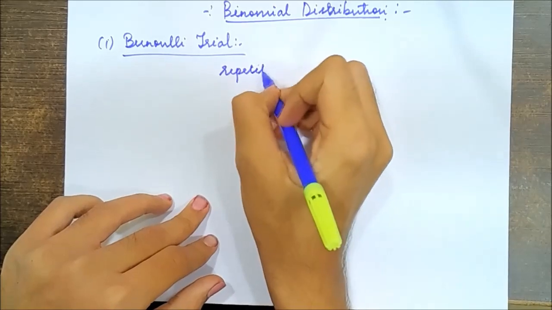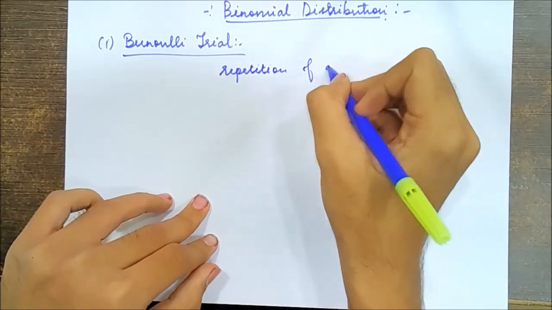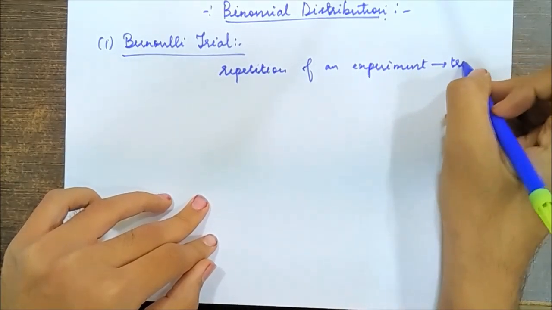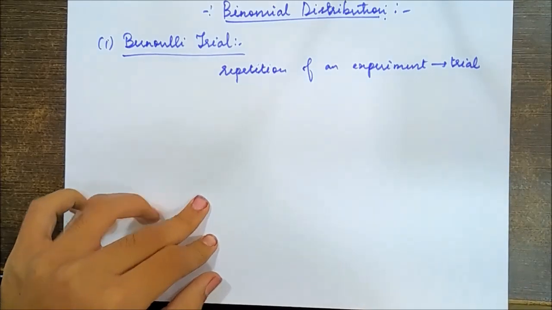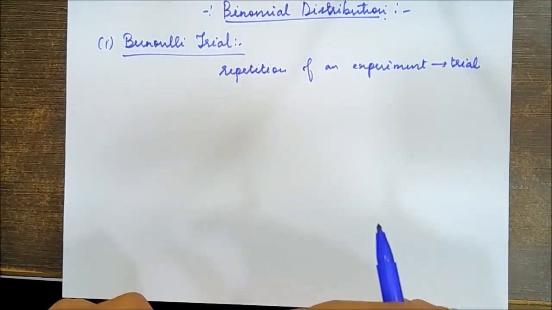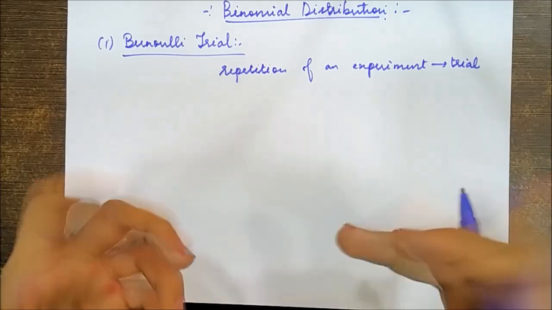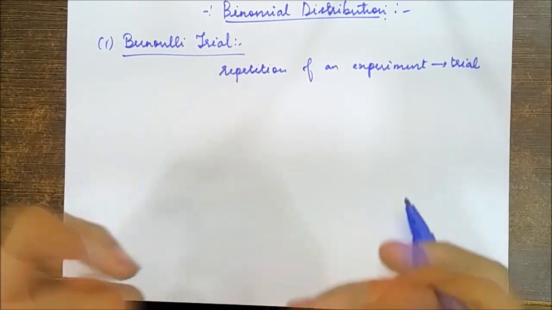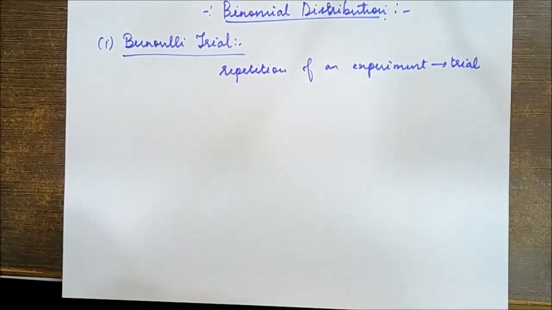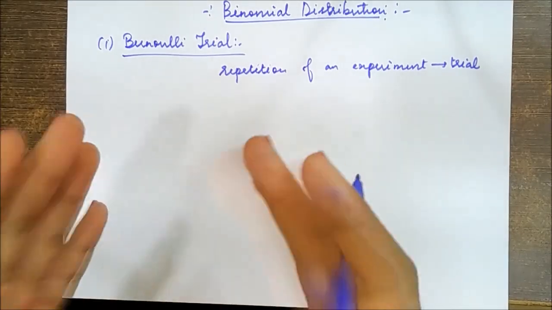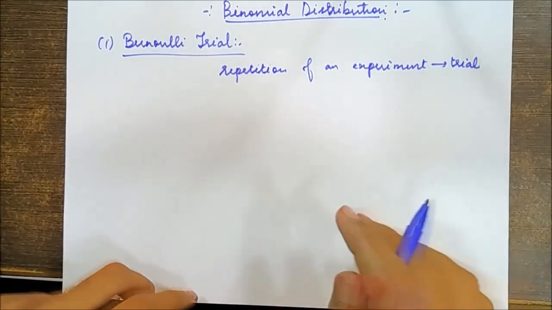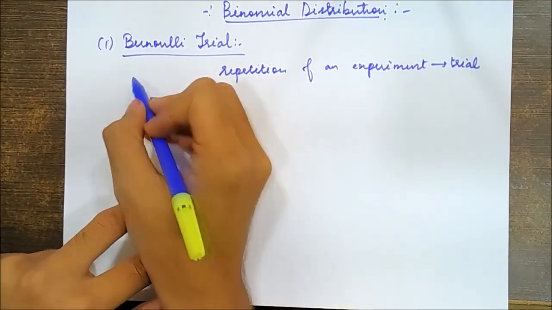Any repetition of an experiment is called a trial. Now, let an experiment be subjected to a sequence of a finite number of independent trials in identical conditions. We perform a particular experiment or event, for example throwing a dice. If an experiment is subjected to a finite number of independent trials in the same condition, then these trials are known as Bernoulli trials.